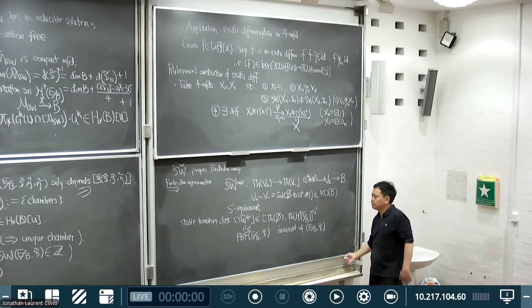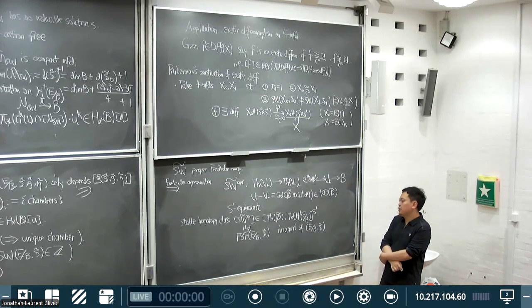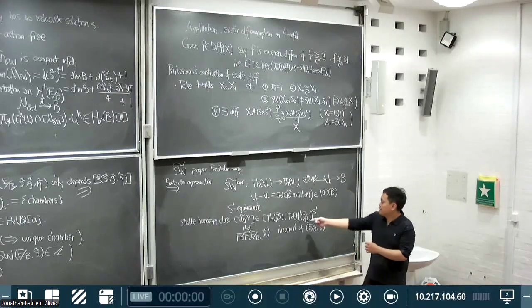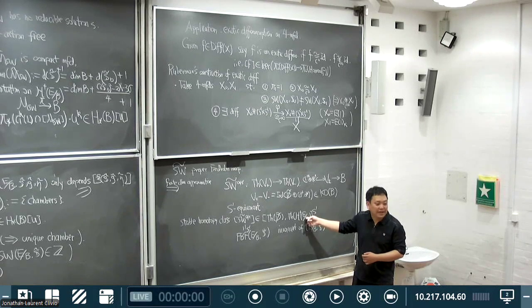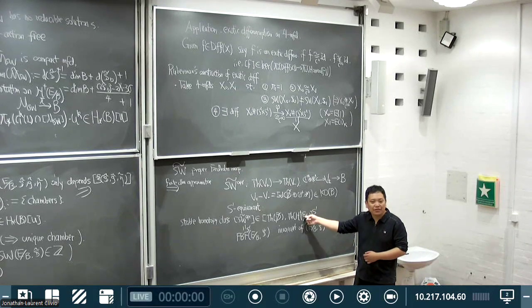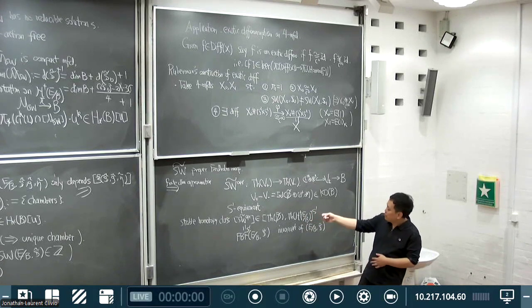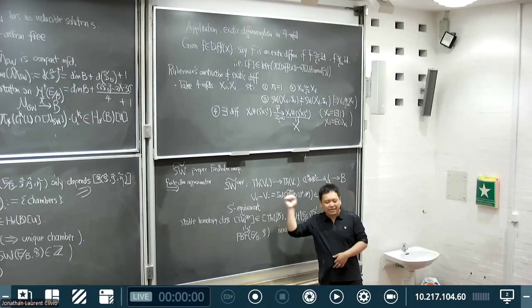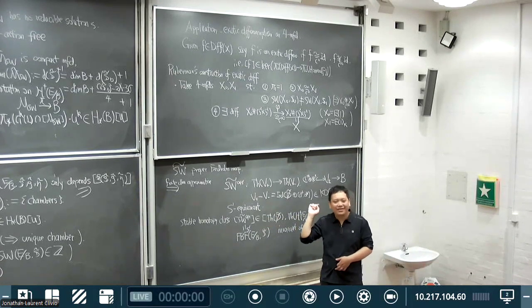Okay. And basically, what does the family Seiberg-Witten invariant do? You take the zero section of this Thom space, because this is an actual bundle. You take the pre-image under this Seiberg-Witten map.